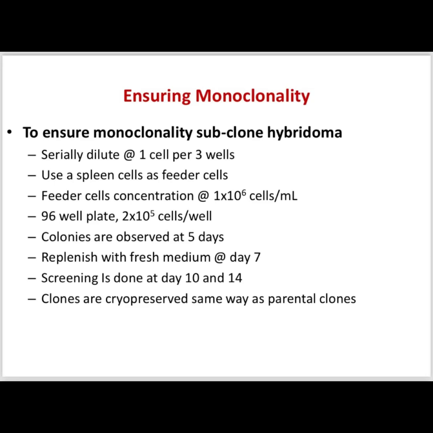Ensuring monoclonality. To ensure monoclonality, subclone the hybridoma by serial dilution at 1 cell per 3 wells. Use spleen cells as feeder cells. Feeder cell concentration is 1 x 10^6 cells per milliliter.